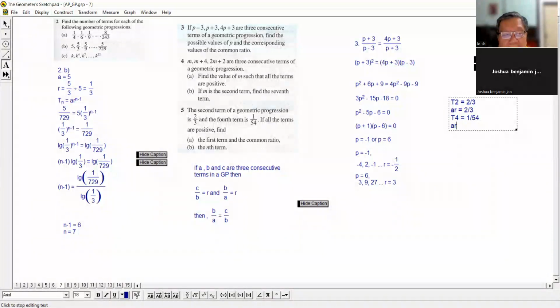AR to the power of 3 equals 1 over 54. So the technique that we use, we divide. You use this equation 2 and divide by this equation 1. When you divide these two, A and A will cancel. The R cubed and the R, you will get R squared.